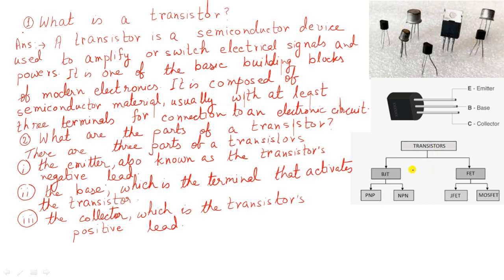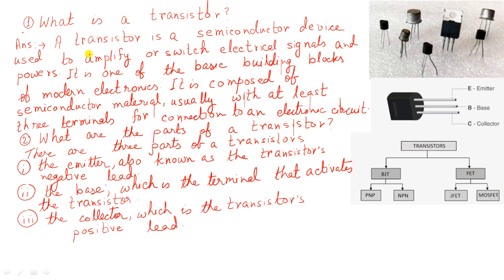If we say what are the types of transistors, we can say there are mainly two types of transistors. One is BJT and the other is FET. BJT means bipolar junction transistors, and FET means field effect transistors. BJT is of two types, PNP transistors and NPN transistors. And FET is of two types, JFET and MOSFET. These are the various types of transistors, right?